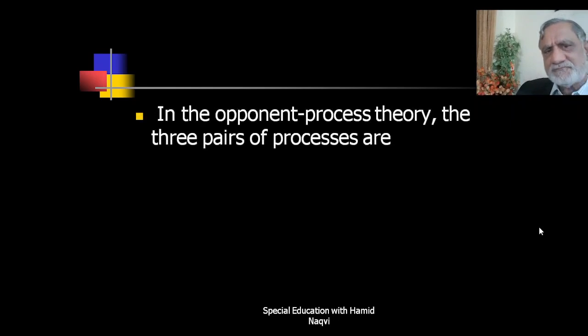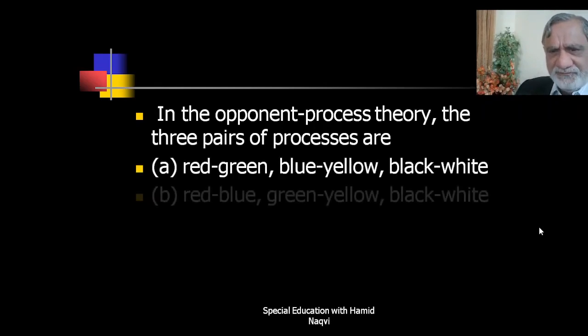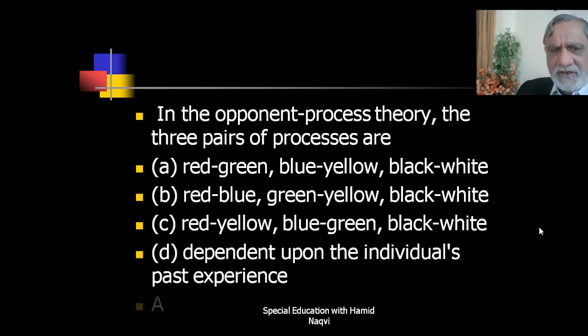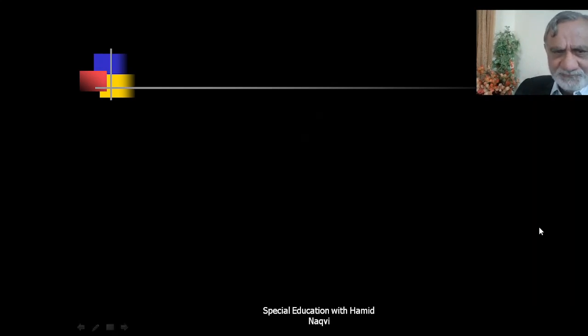In the opponent process theory, the three pairs of processes are, correct one is the first one, that is red-green, blue-yellow, black-white.